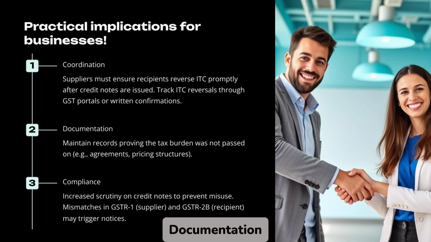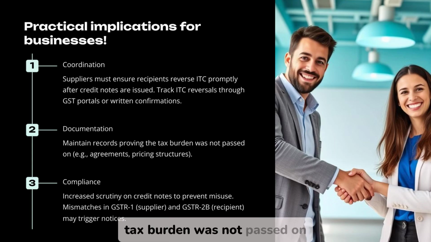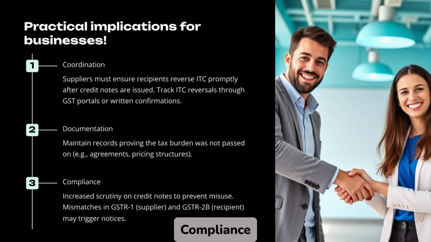Documentation. Maintain records proving the tax burden was not passed on, for example, agreements, pricing structures. Compliance. Increased scrutiny on credit notes to prevent misuse. Mismatches in GSTR-1, supplier, and GSTR-2B, recipient, may trigger notices.